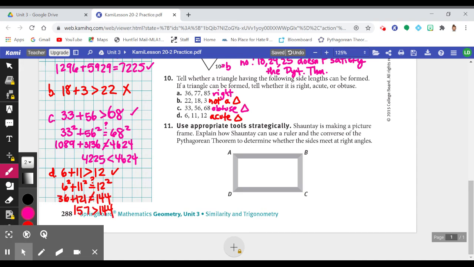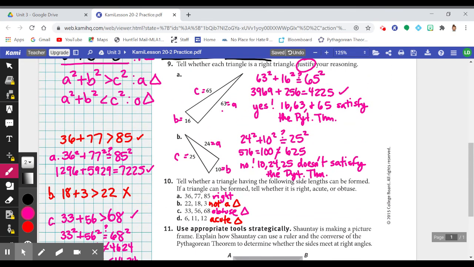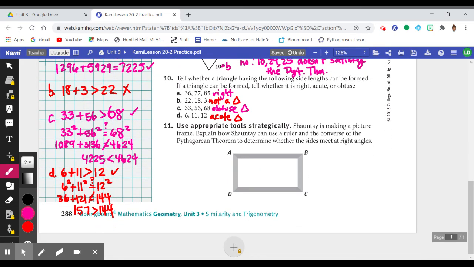So 6 squared plus 11 squared did not equal 12 squared. In fact, 36 plus 121 was 157. So A squared plus B squared was in fact greater than C squared. Therefore, we are dealing with an acute triangle. So this is really just reiterating the Pythagorean theorem over and over again, but definitely something that we're going to have to memorize: when A squared plus B squared does in fact equal C squared, we're dealing with a right triangle. If A squared plus B squared is greater than C squared, we're dealing with an acute triangle. And if A squared plus B squared is less than C squared, we're dealing with an obtuse triangle, something that we're going to have to take the time to memorize.